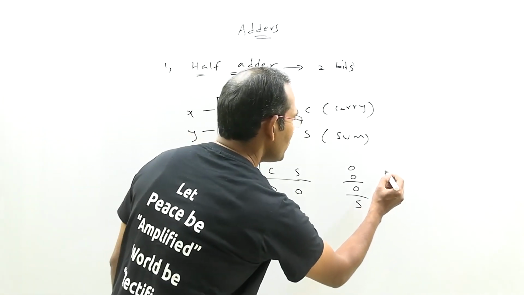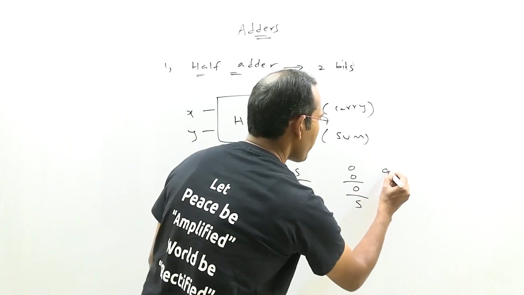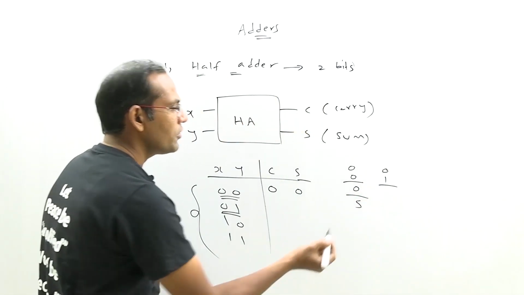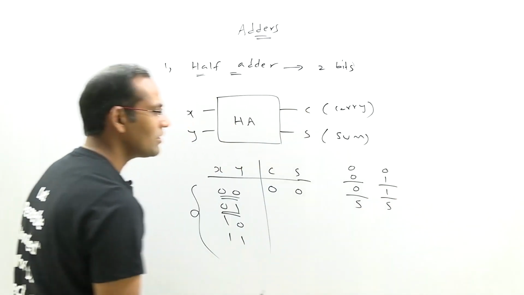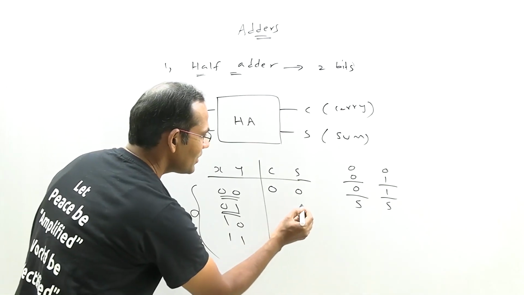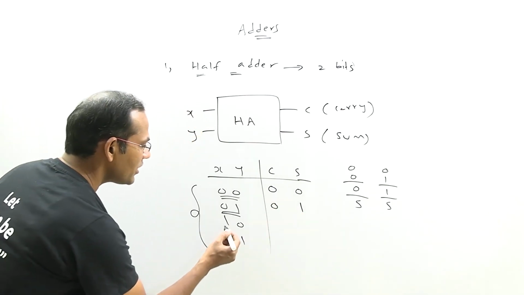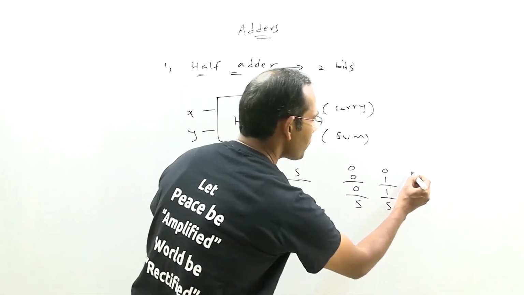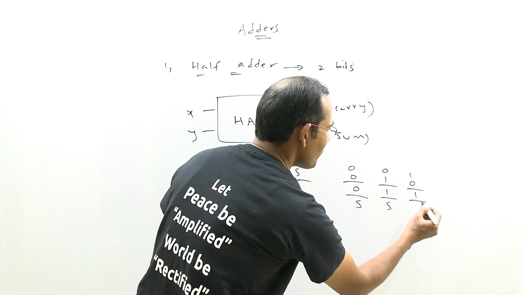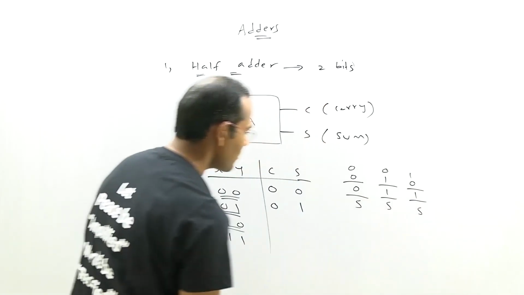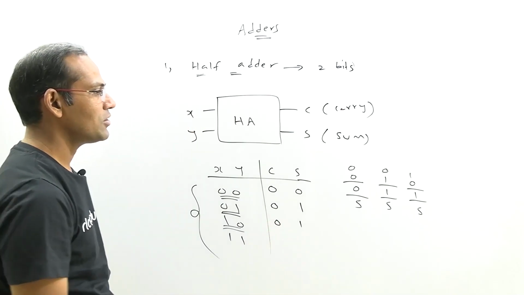And next we will see the combination 0 1. If you add 0 and 1, the sum will be 1. Once again, there is no carry, so sum is 1, there is no carry. Next combination is 1 0. The sum of 1 and 0 is 1. So sum is 1. Once again, no carry is generated, so carry will be 0.